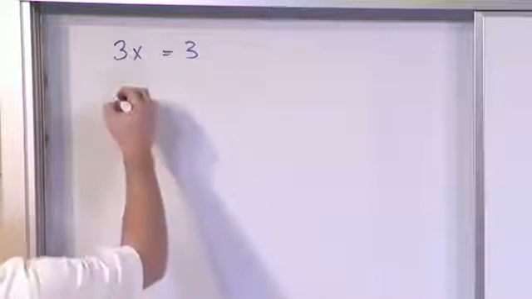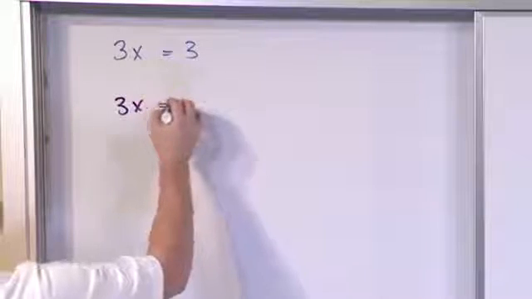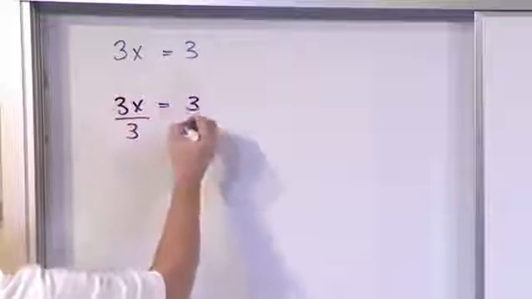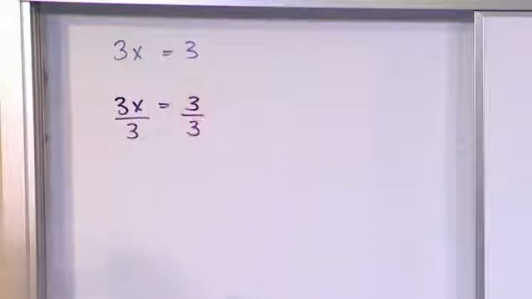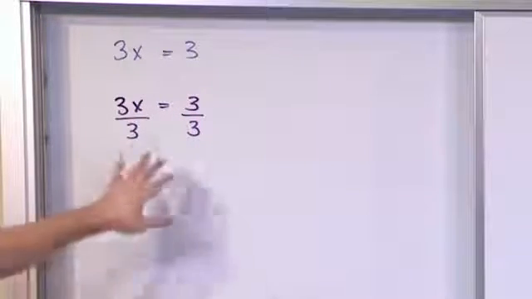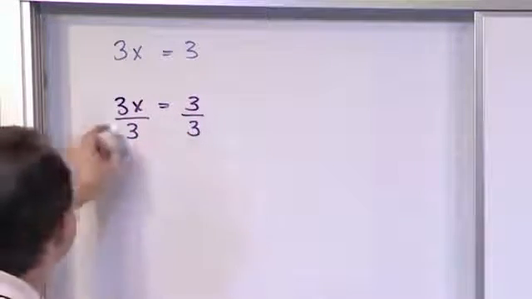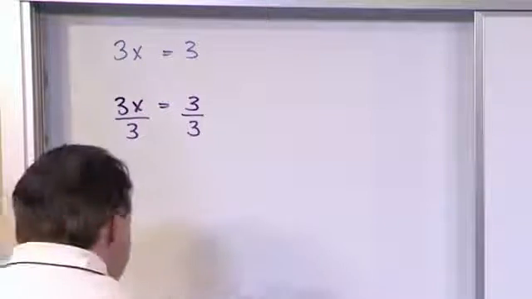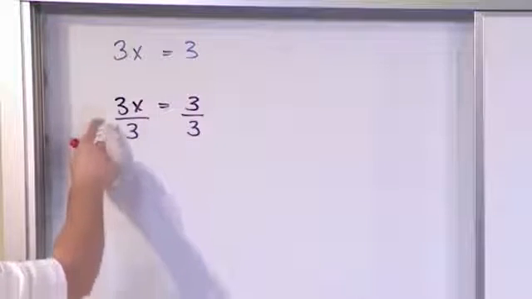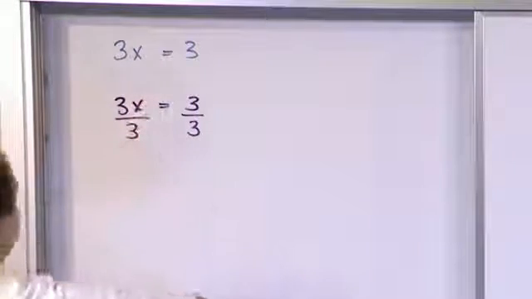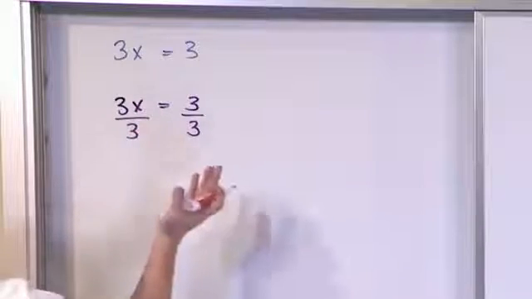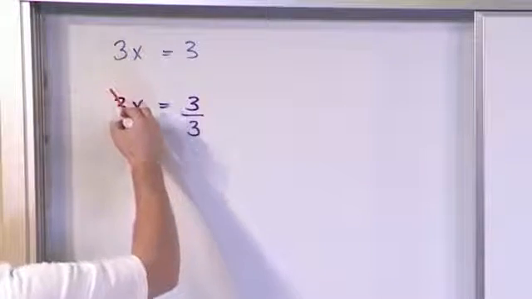Let me rewrite the problem. 3x is equal to 3. What I'm going to do is on the left, I'm going to divide by 3, and on the right, I'm also going to divide by 3. Notice I can do whatever I want to the left as long as I also do it to the right. I've divided by 3 both places. Now, why would I do that? Because on the left-hand side, I have 3x over 3. The 3 divided by the 3 here is basically going to give you 1. So you can kind of draw a little line through that.